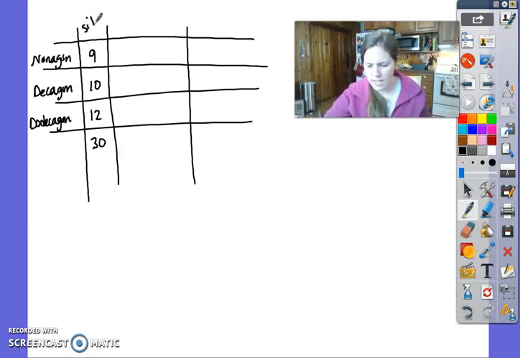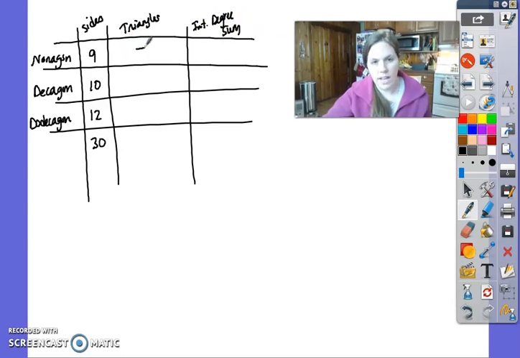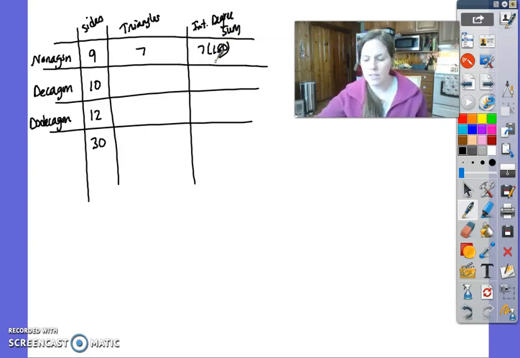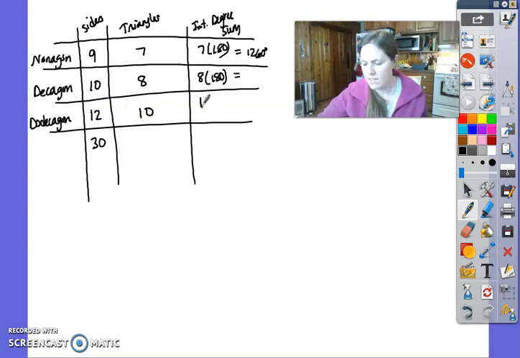Okay, so this is sides. And then I want triangles. And then I want interior degree sum. So triangles is still 2 less, and we still multiply that by 180 because we're still talking about degrees in a triangle. So 7 times 180 leaves me with 1260. We have 10 sides, take away 2, 8, so 8 times 180, and I'll let you do that math. 12, take away 2 gives me 10 triangles, and if it's 10 triangles, then it's 10 times 180.